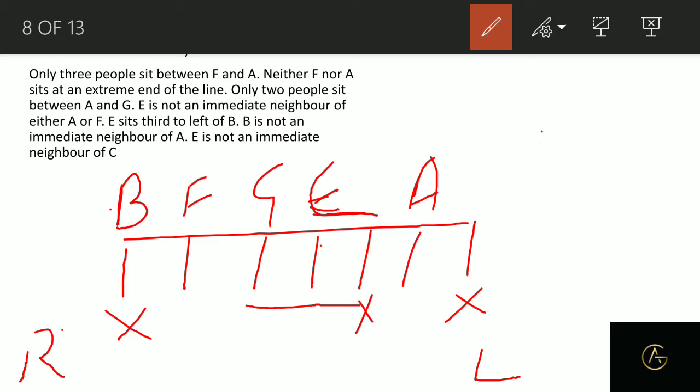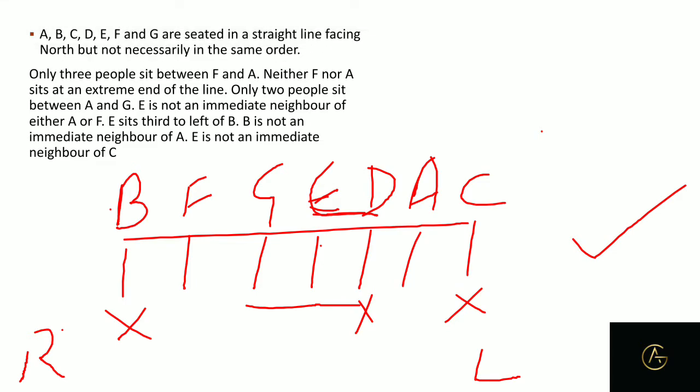Next, B is not an immediate neighbor of A. Then A is not an immediate neighbor of C. Then C will become here. What is left? D. So this is the arrangement solved. Can we move to the questions now? Guys, please correct the question. It's not north, it is south. By mistake. My apologies. So let's move on to the questions.